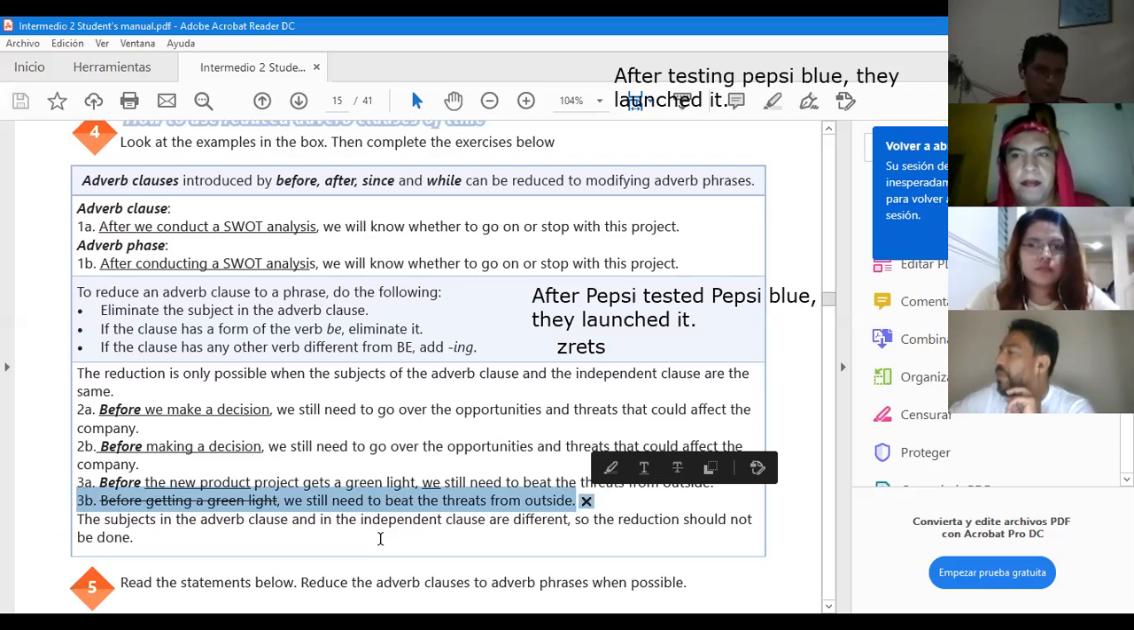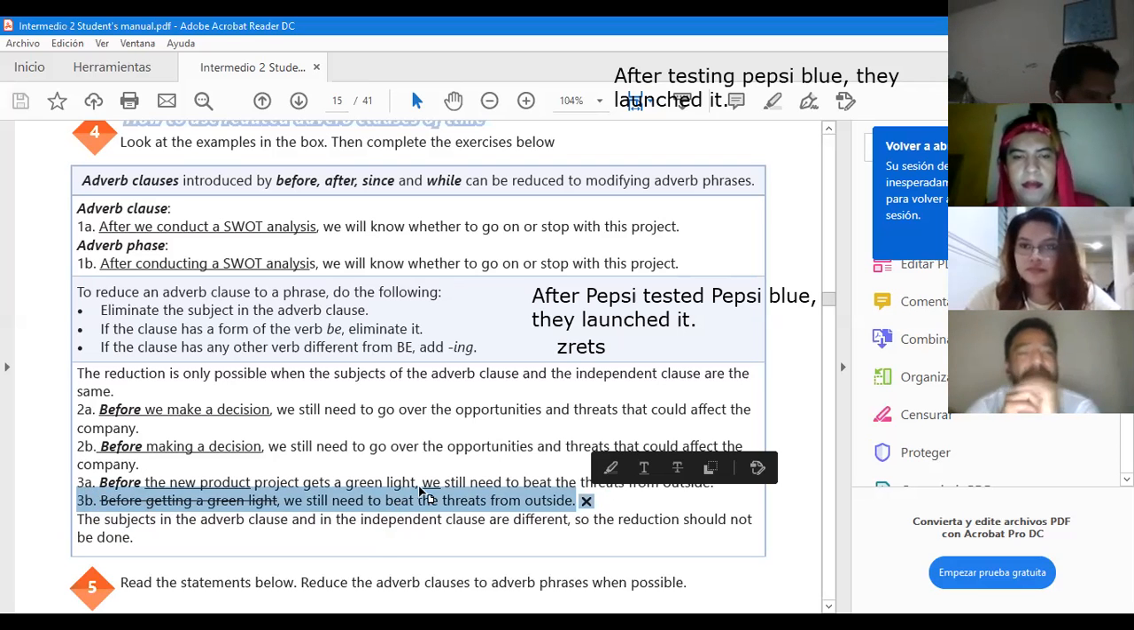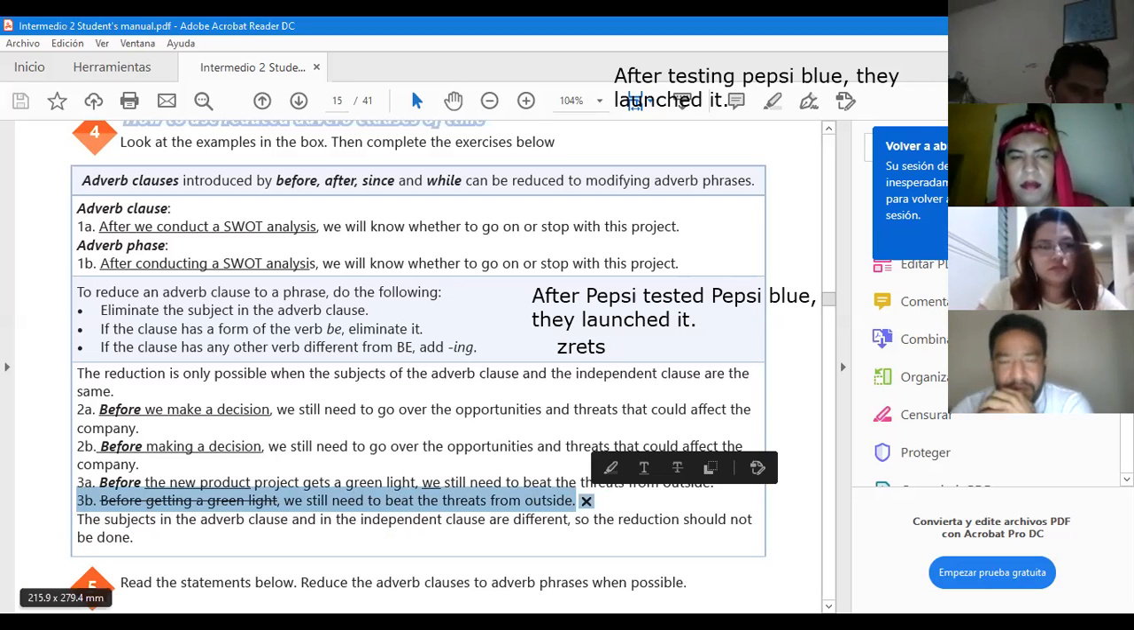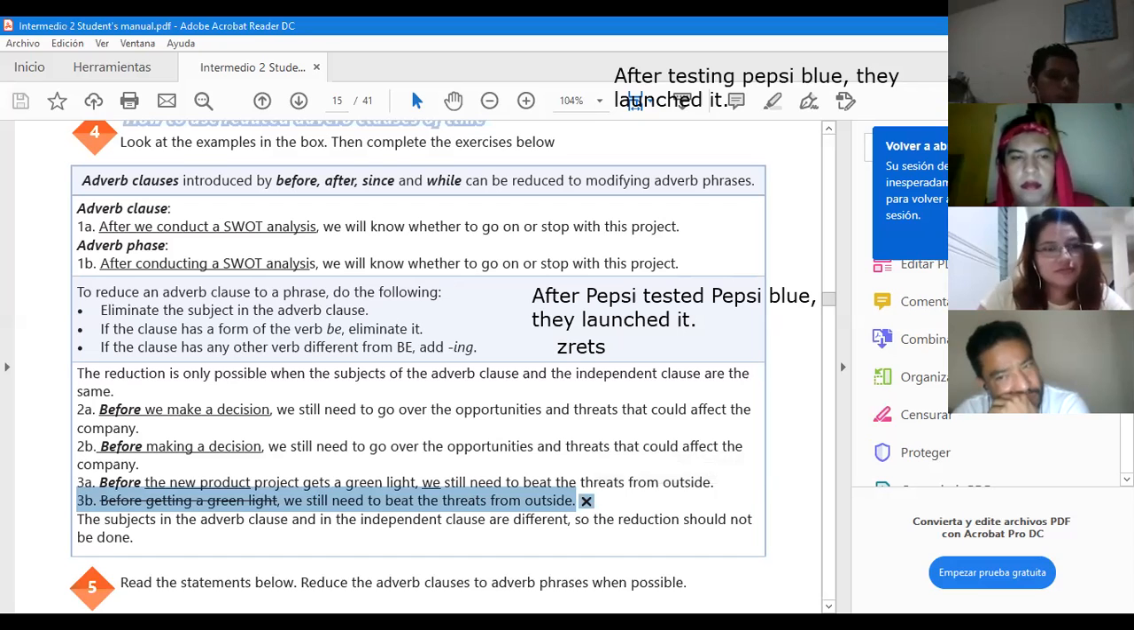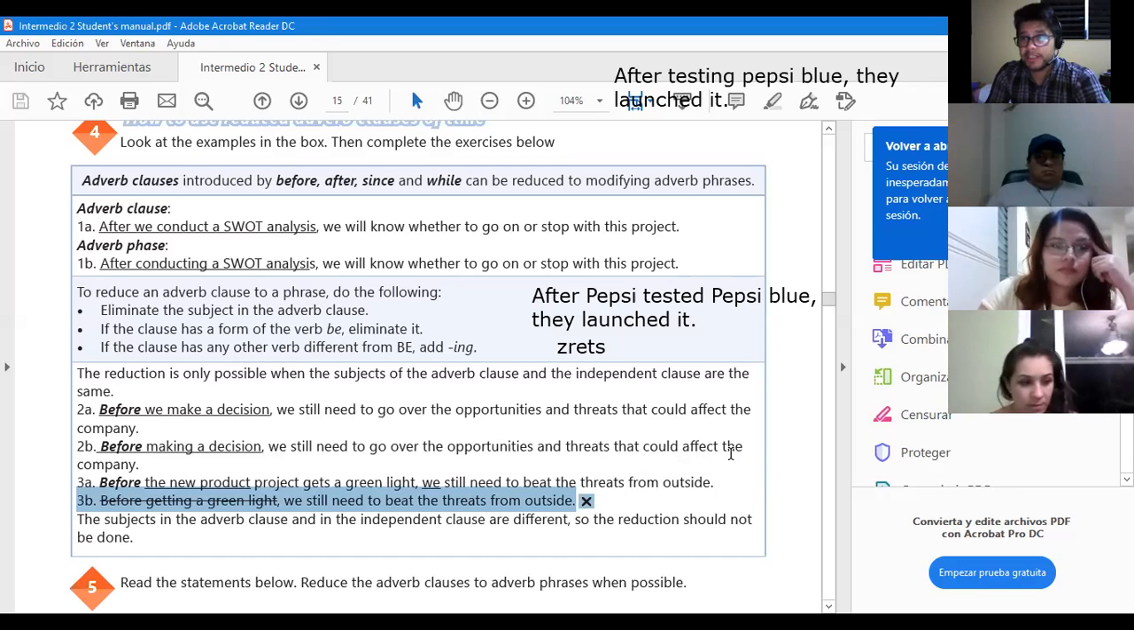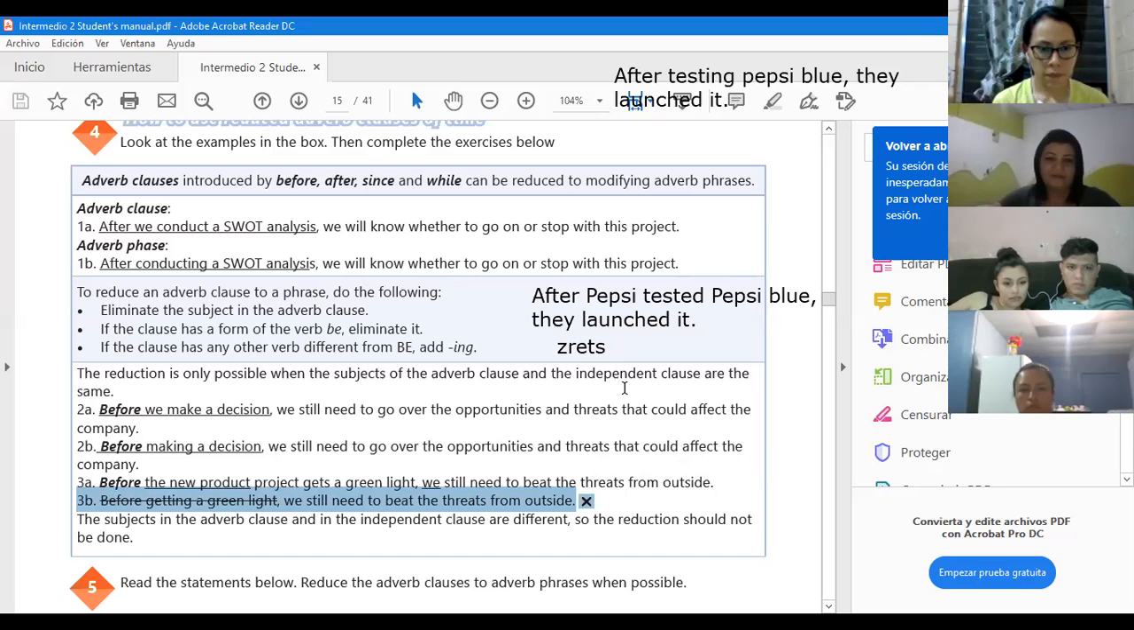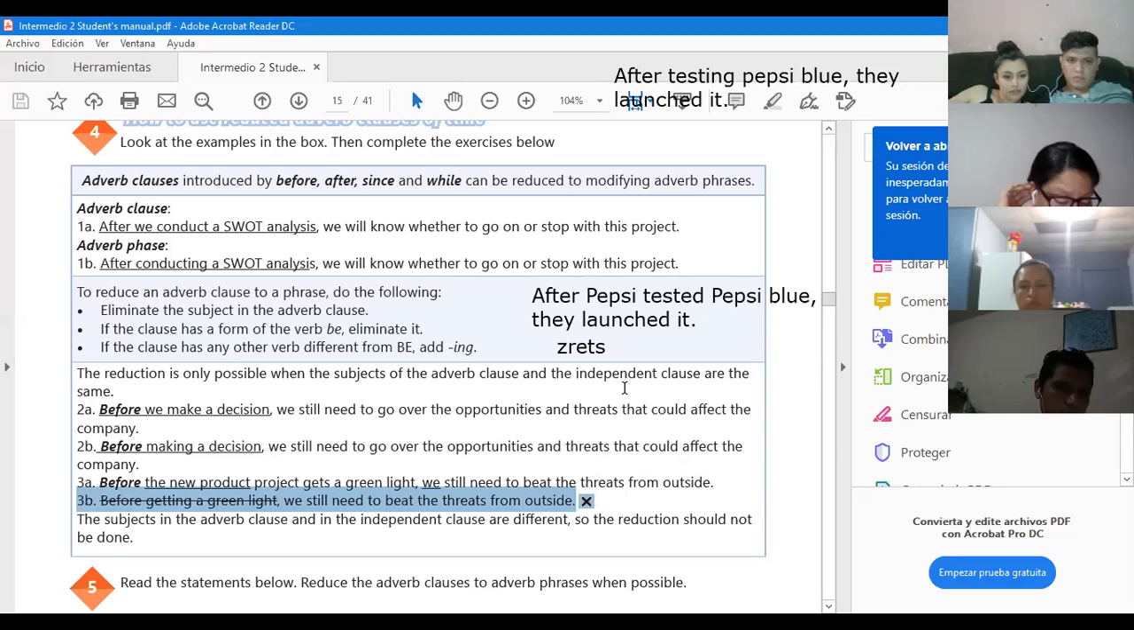here we have a sentence with two different subjects, okay? So can we reduce this sentence, Aleida? Can you reduce the clause in here? Is it possible? No. No, I don't, because the subjects, that's true. Before getting green or before the new product gets a green light. So what's the difference? It's in there, all right? So that's the difference here.